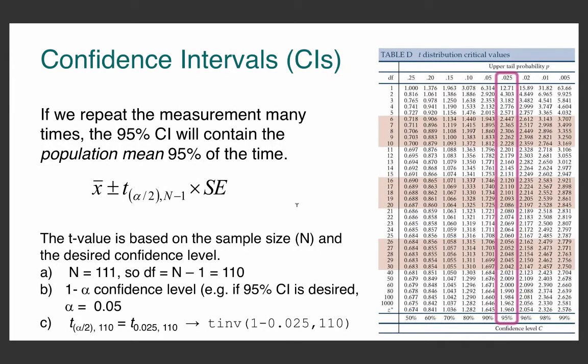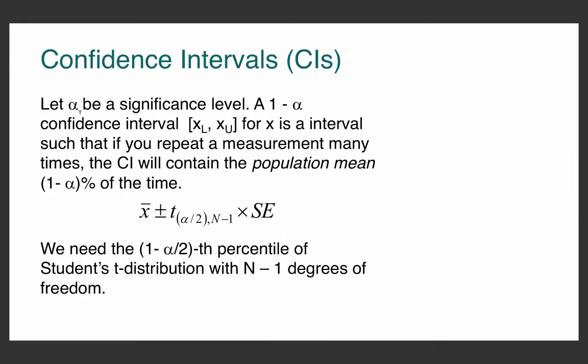A common value for alpha is 5%, so a common value for 1 minus alpha is 95%, so people often look at the 95% confidence interval. Other particularly popular values would be the 99% confidence interval and the 90% confidence interval. The only thing that changes is the t-value when you're calculating these different confidence intervals.